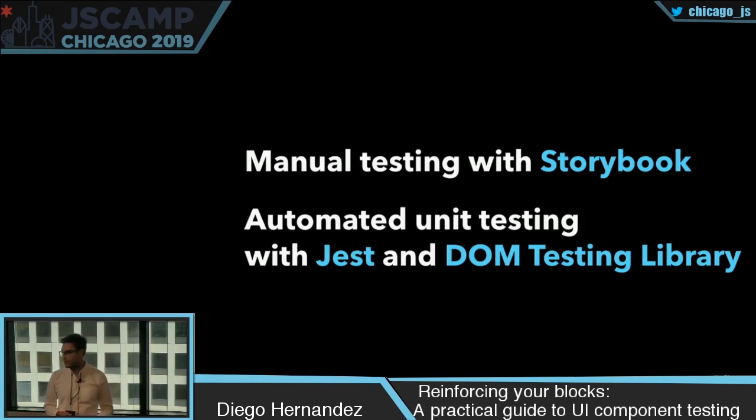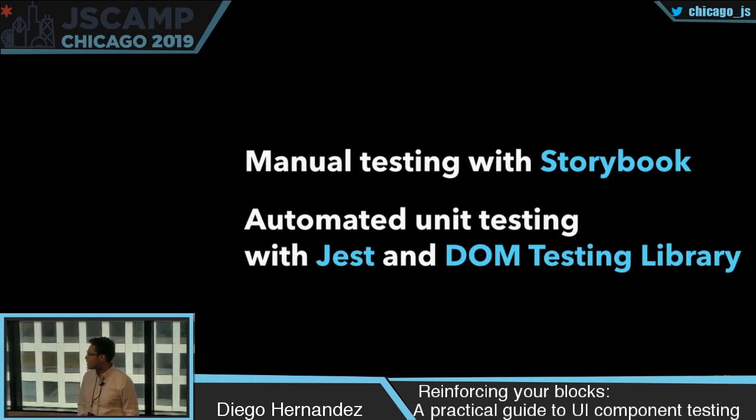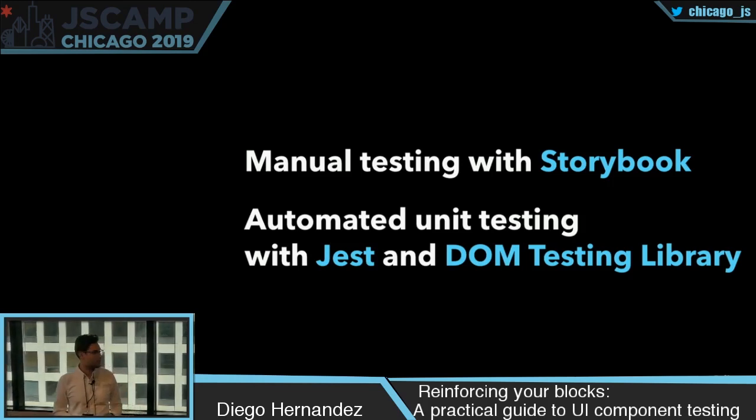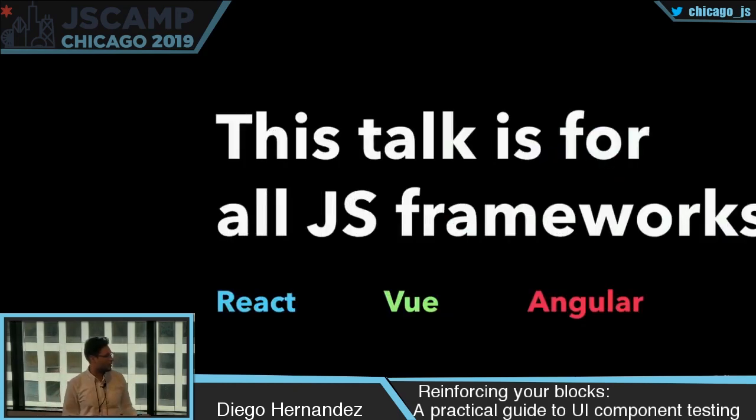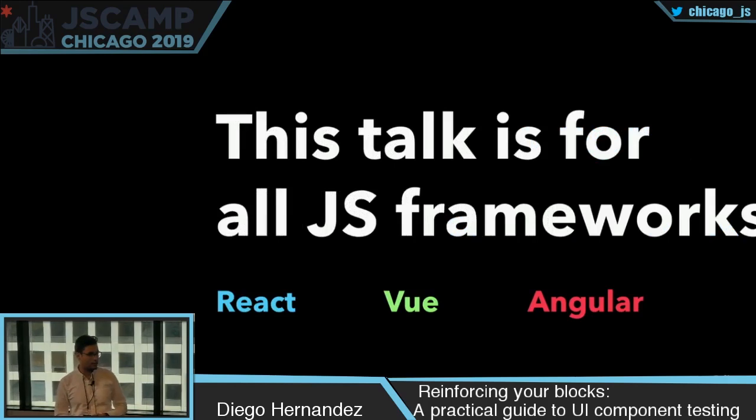Today I'm going to be talking to you about doing manual testing using Storybook, and automated testing using Jest and DOM testing library. All of the examples I have in this talk are React component examples, but you can apply the same principles, and the tools that I'm going to be talking about have a Vue and Angular implementation as well.